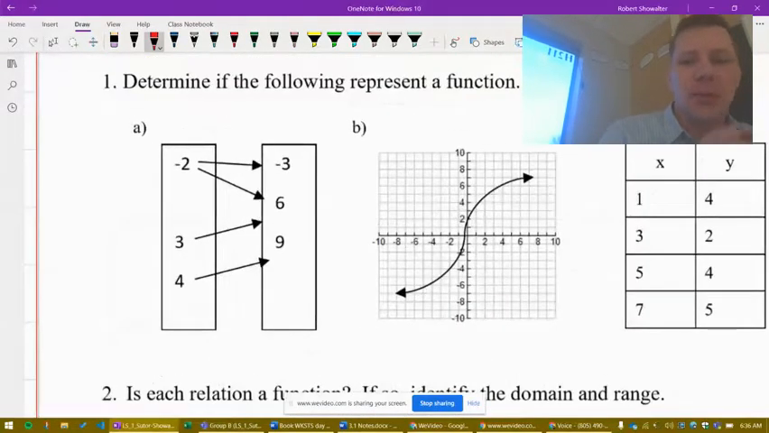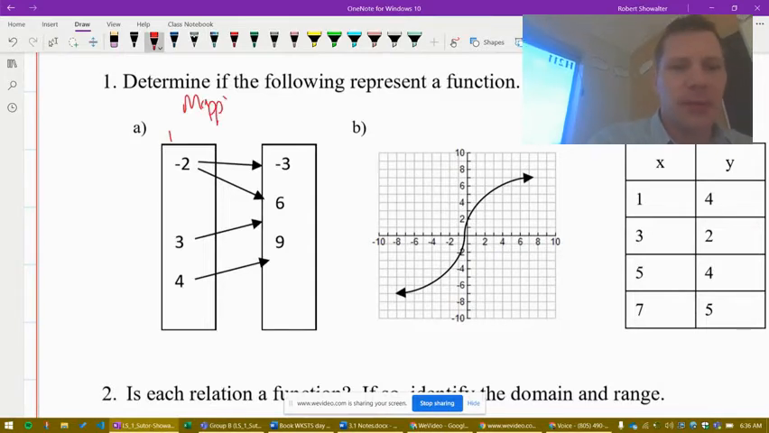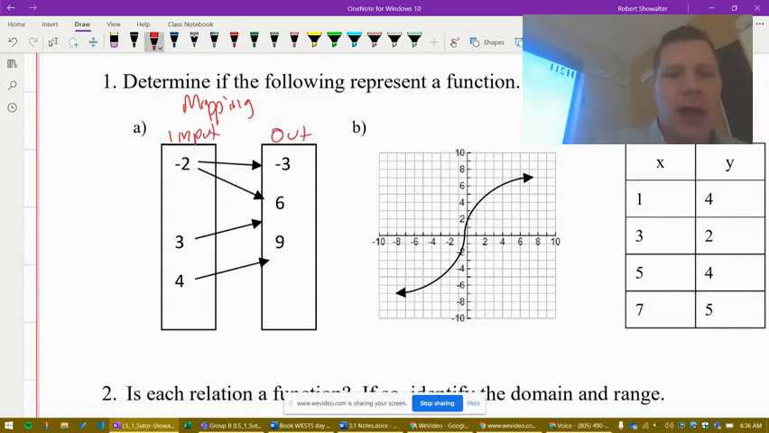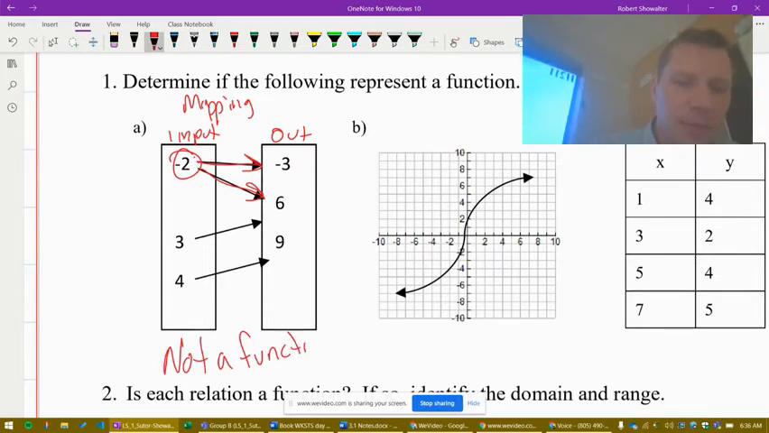We need to determine whether these are functions. Remember, for each input, which would be on the left, this one is called a mapping, by the way, there is one output. So now if we look at -2, it has two different outputs. It is mapped to two different things. So we call this not a function.